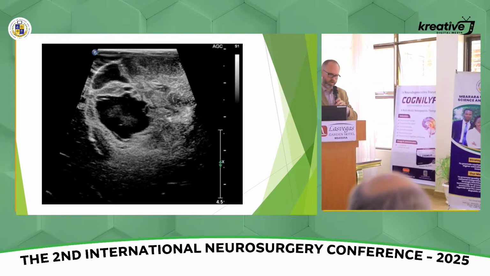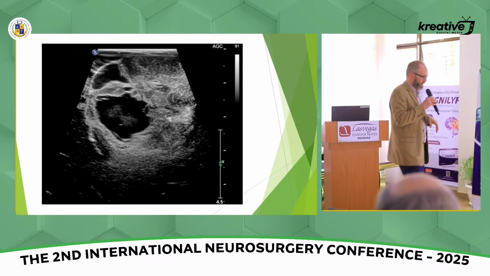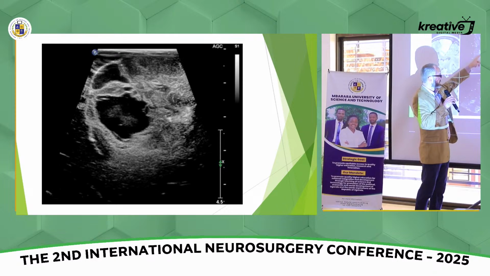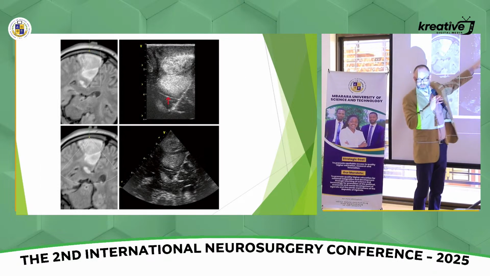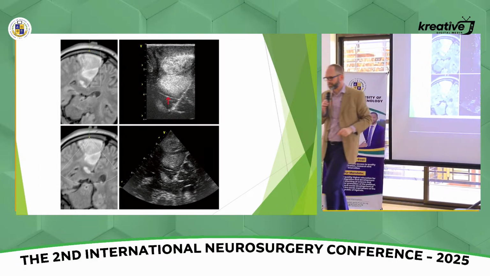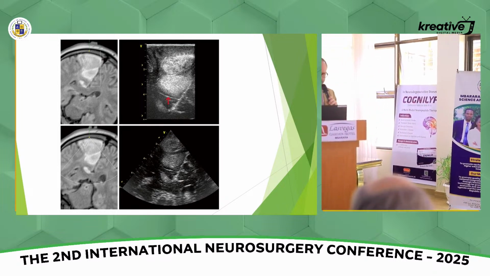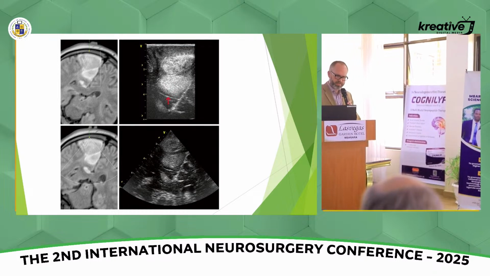This is a low-grade glioma, just showing that if you use a high-frequency linear array probe, you can actually distinguish low-grade gliomas quite well from surrounding brain. Correlates very well to the T2 FLAIR MR, which is displayed there on the left.